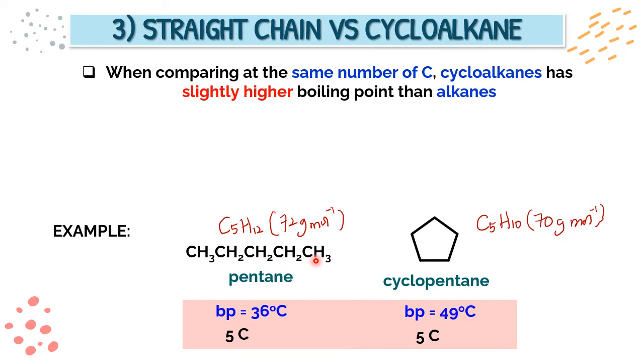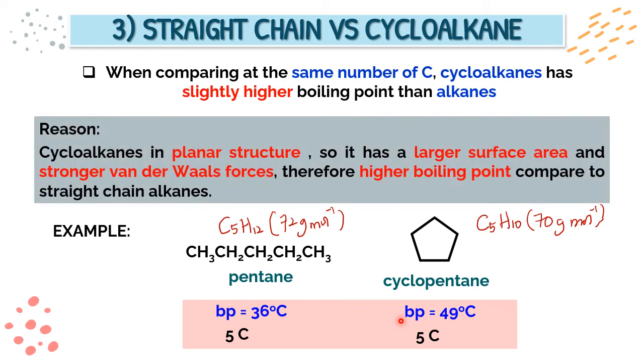But when we do the experiment, when we boil pentane and cyclopentane, what you can see over here is the boiling point of pentane is lower, while the boiling point of cyclopentane is higher. What's the reason behind the difference in the boiling point of the straight chain alkane and cycloalkane? Okay, so this is the reason.